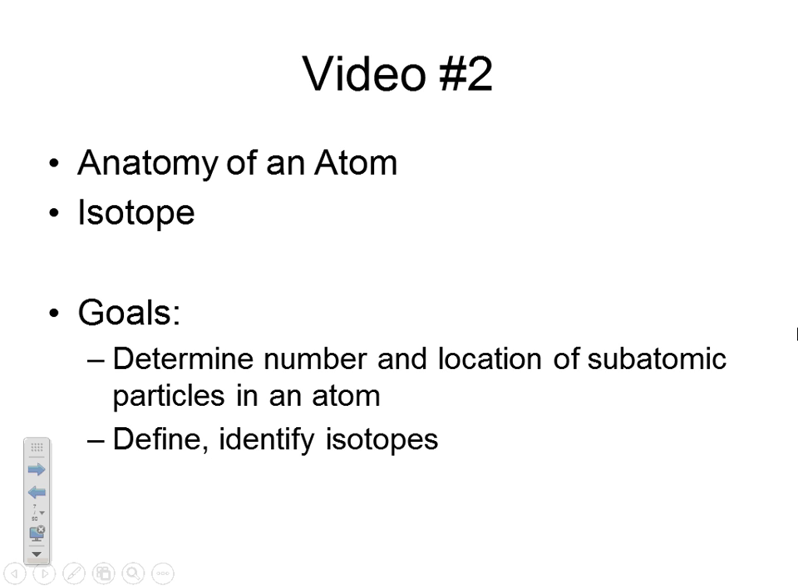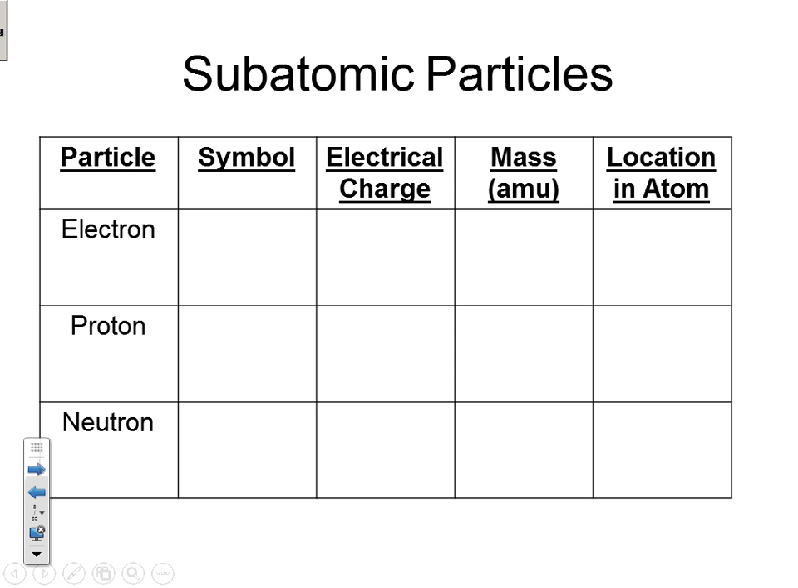In this video, I'm going to be talking about the anatomy of an atom. What are the components of an atom? Where are they? What goes where? And also the definition of the word isotope. So these are things that should be a review from the POGL, but we're just making sure we're all clear on them. So first up, subatomic particles.